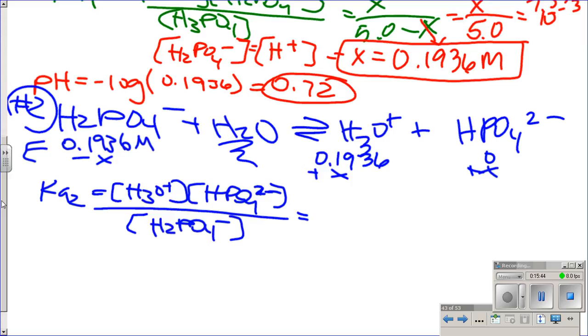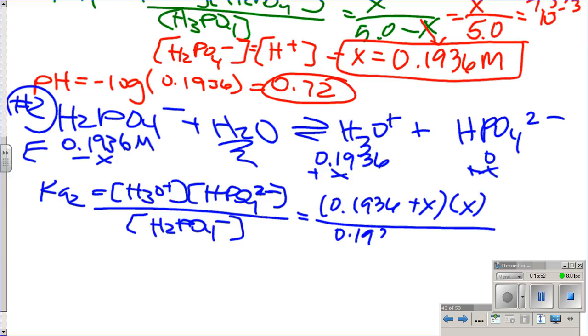Plug, plug, plug. So 0.1936 plus X times X over 0.1936 minus X. What are you going to do with those X's? Neglect them. And notice that you neglect them on top and bottom. Only the ones that you're adding and subtracting are the ones that you're allowed to neglect.